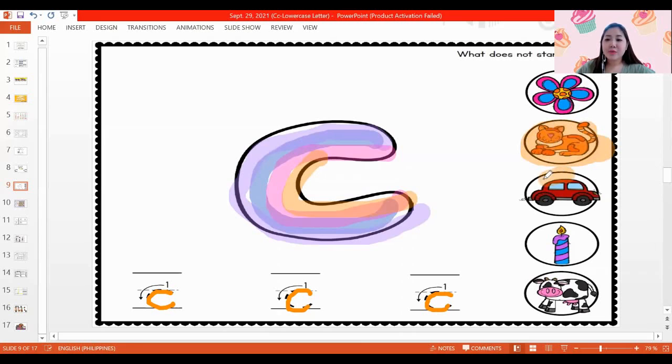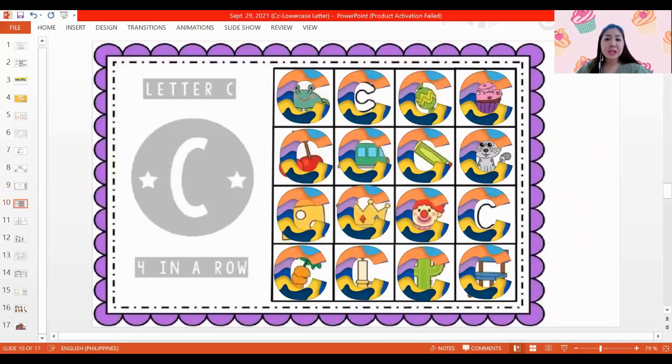We have C is for cat, C is for car, C is for candle, C is for cow. I will not color or cover the flower because flower begins with the letter F. Flower does not begin with the letter C. All done with this? Very good. Now pack away your Play-Doh and get your worksheet that looks like this. And we will cover the pictures that begin with the letter C.